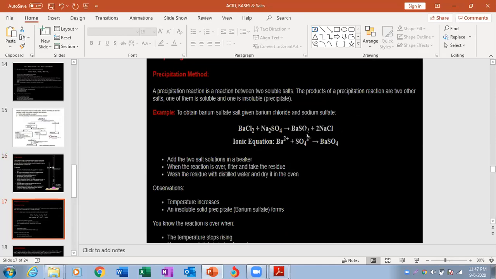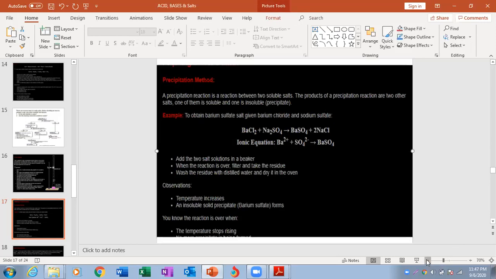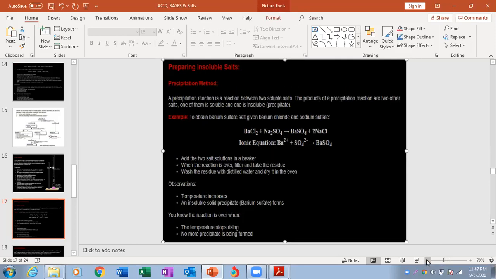Now because we know that barium sulfate is found in a solid structure, what will you do? You will perform the filtration technique and separate out this barium sulfate. That's it. Add the two salt solutions in the beaker. Now this is another way to produce salts.